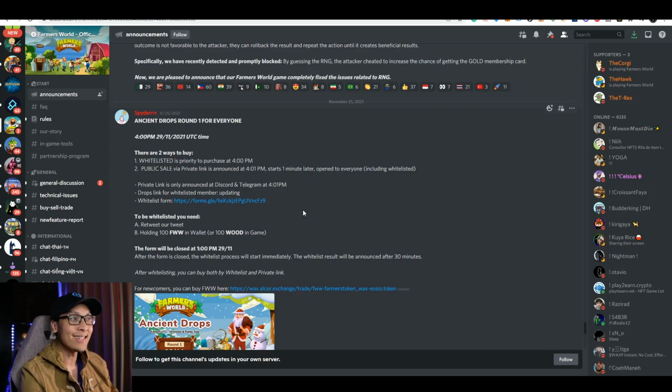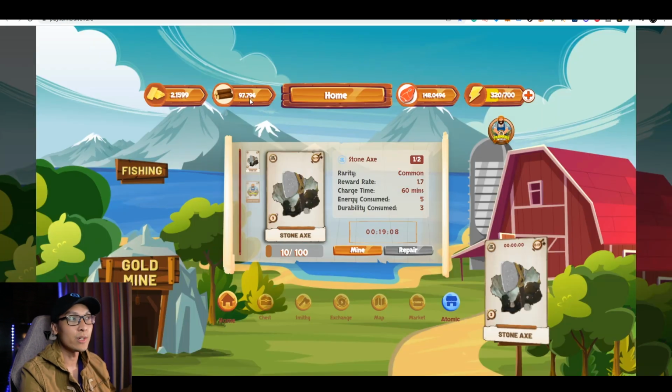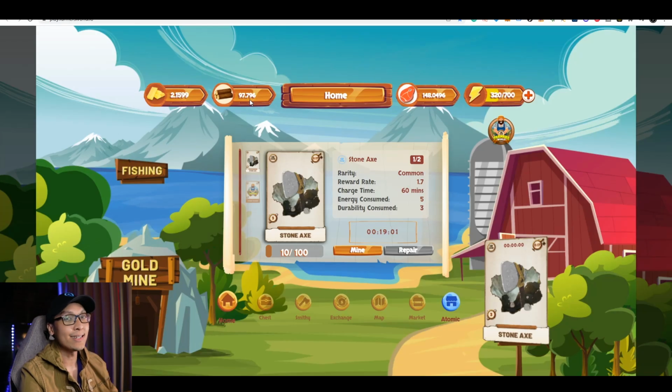In order to get whitelisted, you first need to retweet their tweet and hold 100 Farmer's World wood in your wallet, or hold 100 wood in game. As you can see over here, my wood is about 97, so I'm planning to hold 200, and hopefully I will get whitelisted and can purchase it exactly at 12 midnight.